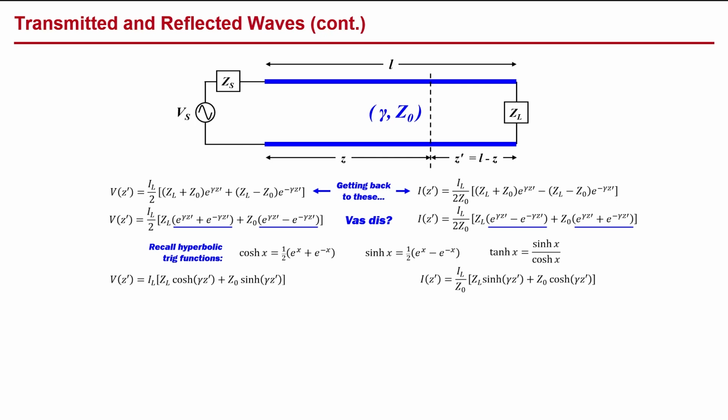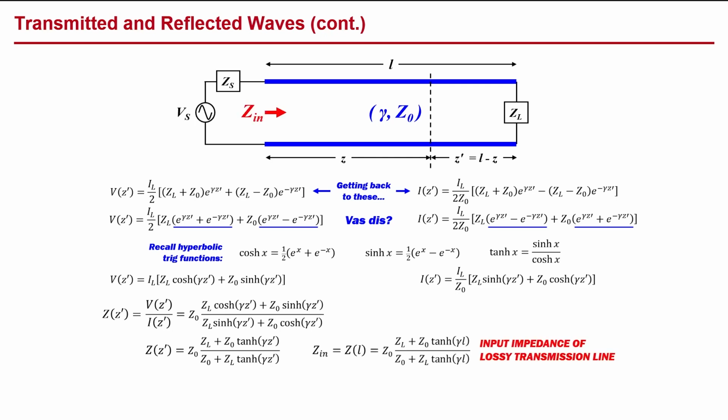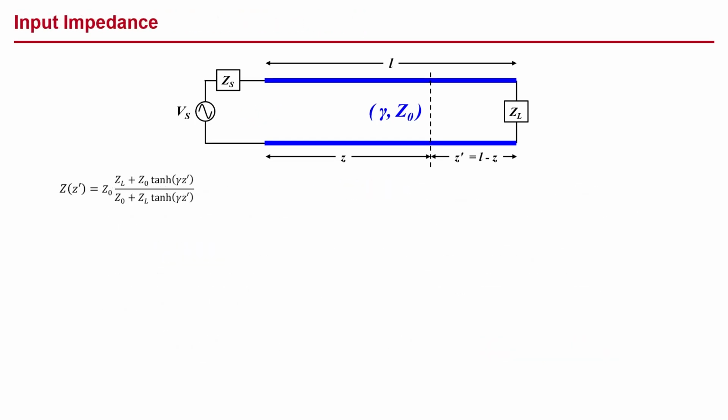We can rewrite V of z prime and I of z prime in terms of hyperbolic cosine and sine functions, and we'll take the ratio of them, which gives the impedance at a distance z prime from the load. This is precisely what we are looking for, and we're almost there. We divide numerator and denominator by the hyperbolic cosine of gamma z prime, then we set z prime equal to L to get this expression for the input impedance of a lossy transmission line. This equation may look a bit scary, but stick with me just a bit longer.